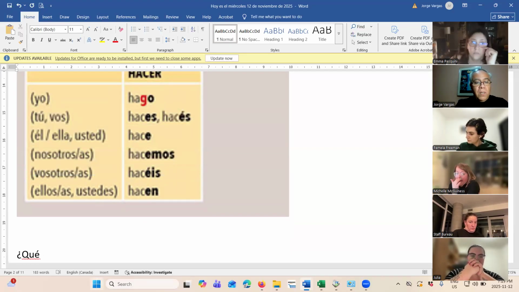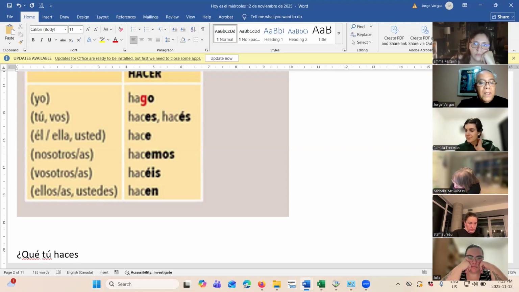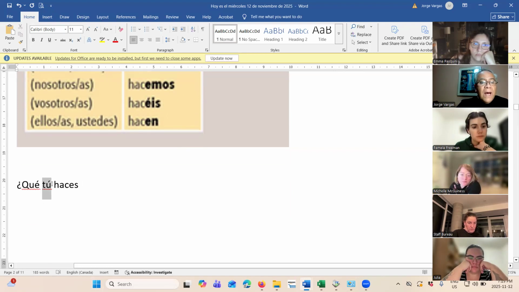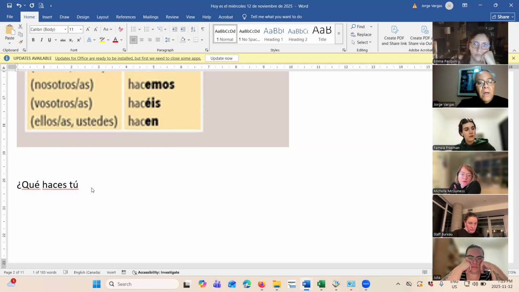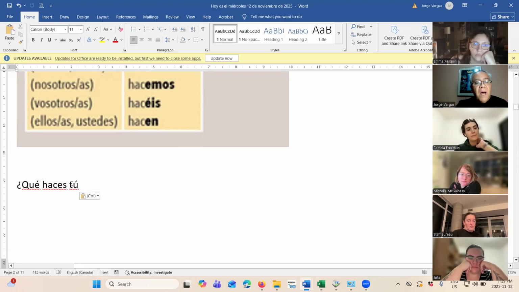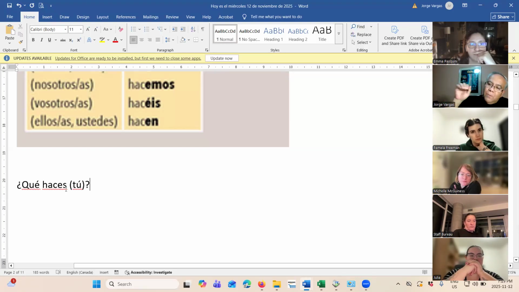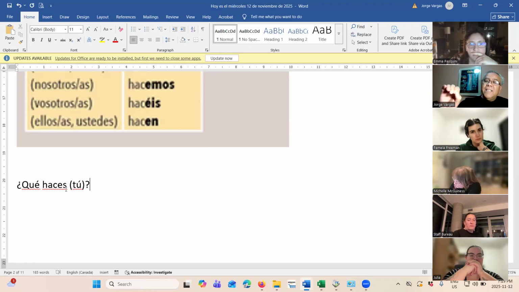So this is what I'm talking about. Que tú haces, that is the statement. But then what I need to do is change places. So I need to put this tú after the conjugated form of the verb right there. But in this case, I could drop it. So I could end up saying the question, what do you do? By simply saying, ¿qué haces? ¿Qué haces? With a rising intonation. ¿Qué haces?